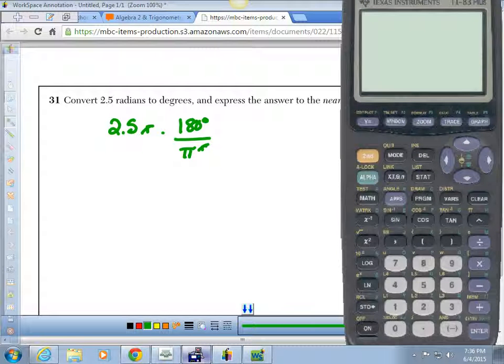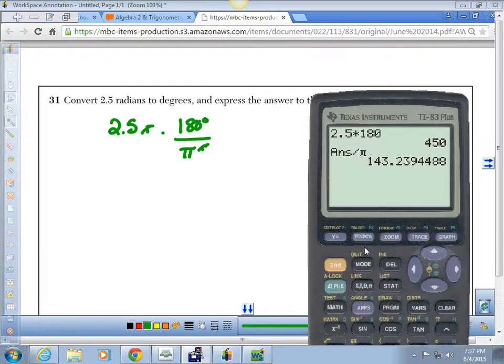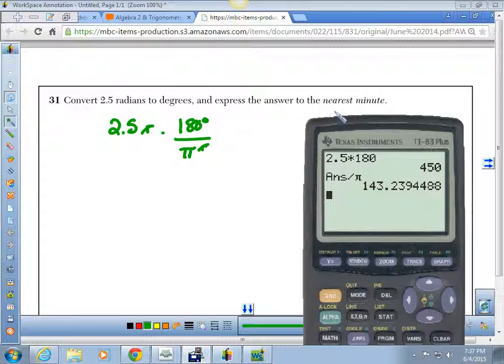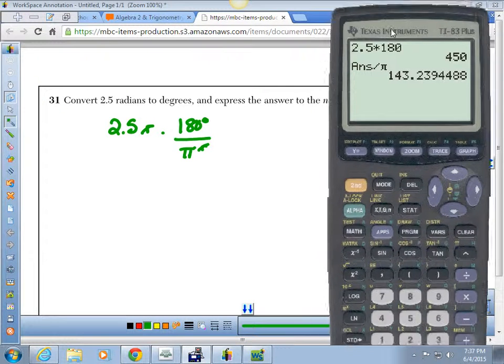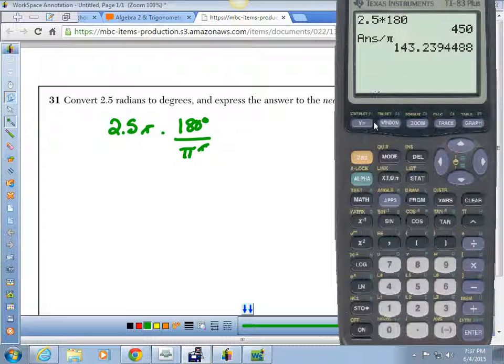And then we're just going to simply go into our calculator. We're going to take that 2.5, multiply it by 180, and then divide that 450 by pi. And so I get 143.2394488 degrees. But as I highlight up here, they wanted this to the nearest minute. So we don't want to be in decimal degrees. We want to be in degrees, minutes, and seconds.